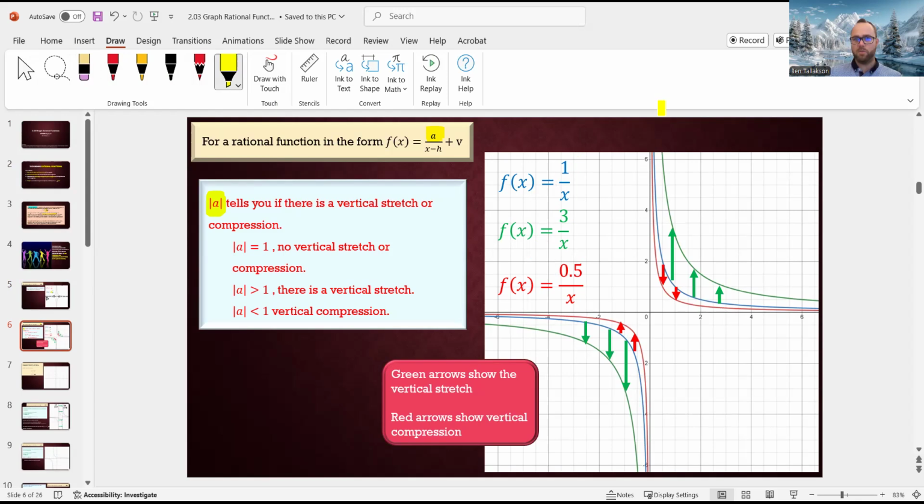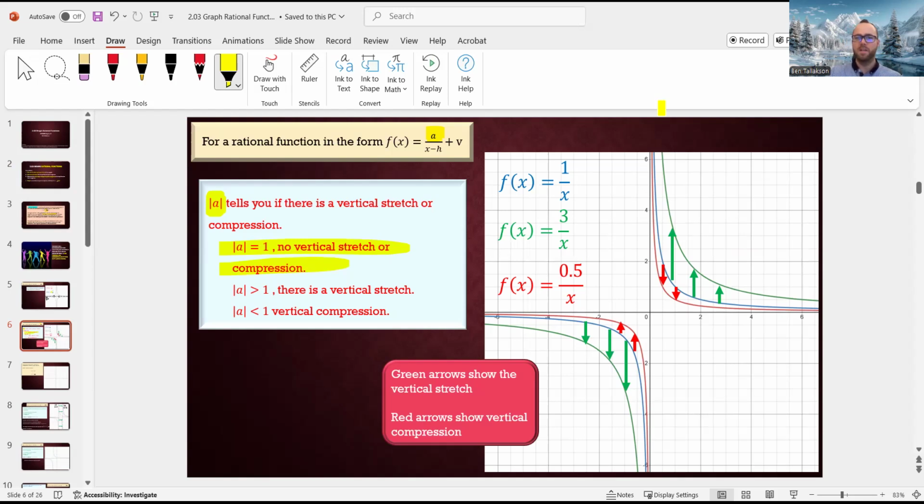Okay, so what happens? Well, let's take a look at our graph. We have all three graphed here, starting with the basic parent function, just 1 over x. That's our blue lines here and there. Sometimes they're also called branches. Now, if a is 1, there's no vertical stretch or compression. It says it right here. That's the same as the parent function. That's what we see, again, with the blue lines.